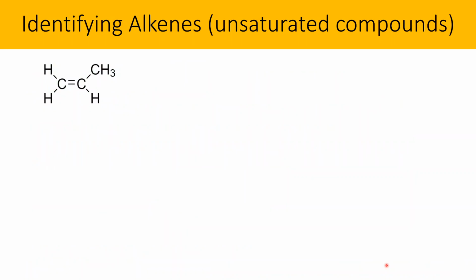Cool. Okay, next one then, we're going to look at identifying alkenes. You should really remember this from GCSE. So, first things first, alkenes contain these C=C double bonds. That makes them unsaturated compounds. If you contain a C=C double bond, then you are unsaturated, because each carbon doesn't have the maximum number of bonds that it could have.